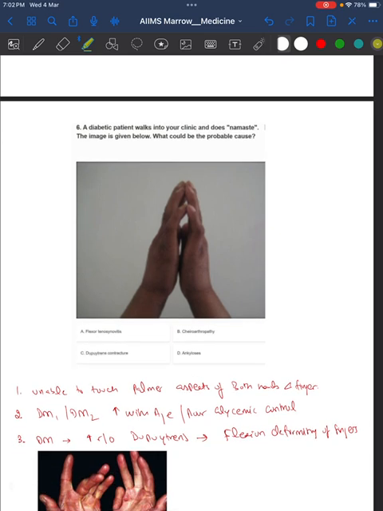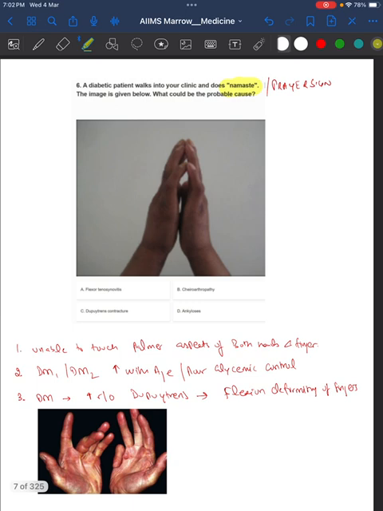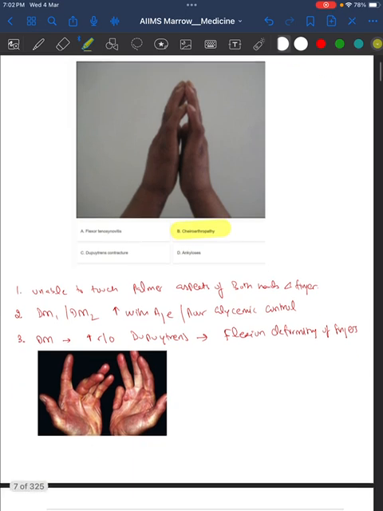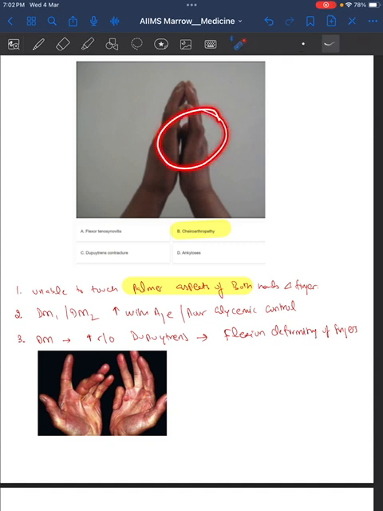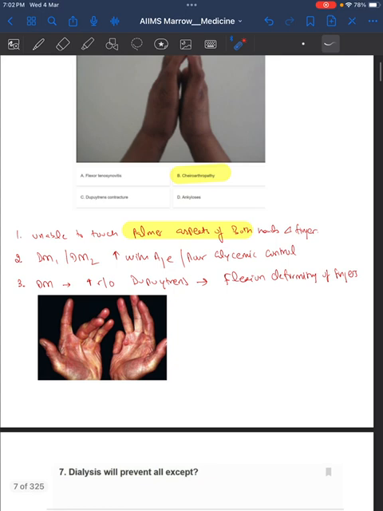A diabetic patient with the namaste sign, also known as the prayer sign. When a diabetic patient comes with this, it is chiroarthropathy, where the patient is unable to touch the palmar aspects of both hands and fingers. This is seen in any type of diabetes, and increases with poor glycemic control.